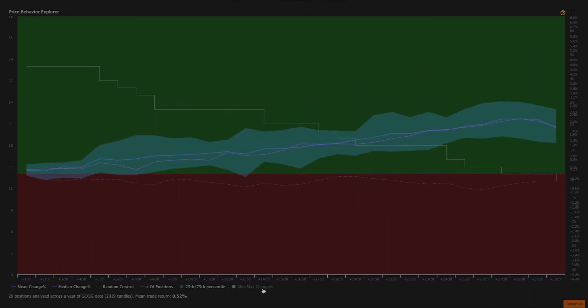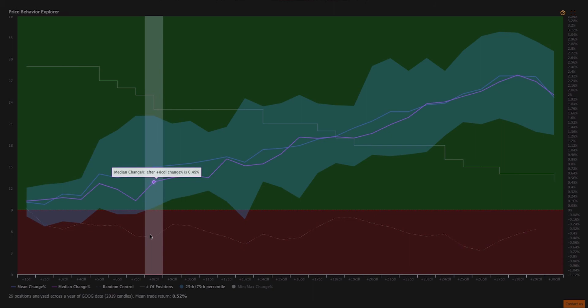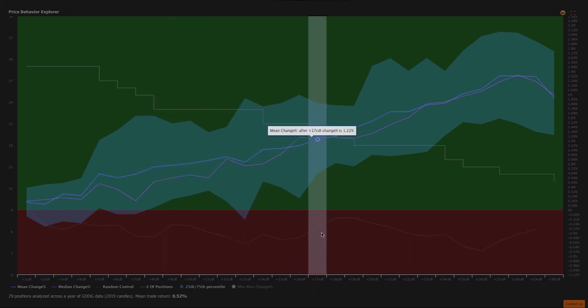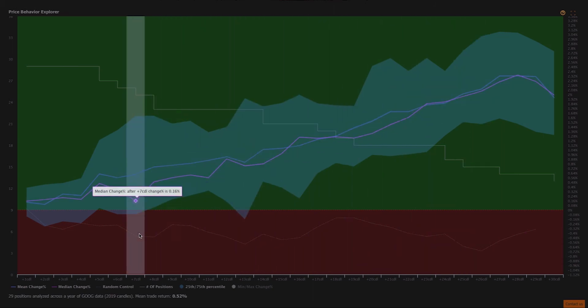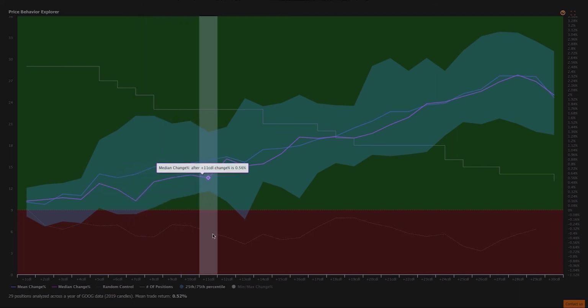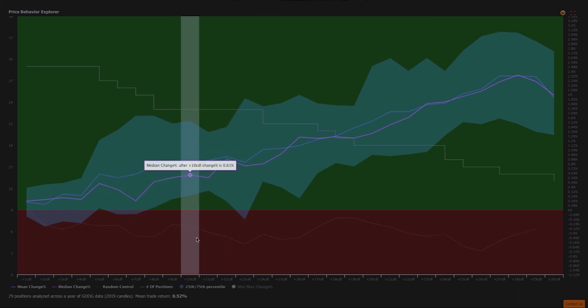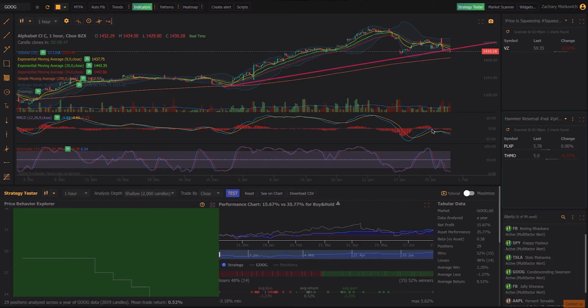You've also got this random control line, which is this dotted white line right here along the bottom of my screen. This is a random bot that's buying and selling alongside your strategy. What this is meant to simulate is someone just randomly buying and selling. So if your blue line and your purple line are not beating this dotted white line, that's a sign that this probably isn't a great strategy. So that's the Price Behavior Explorer.